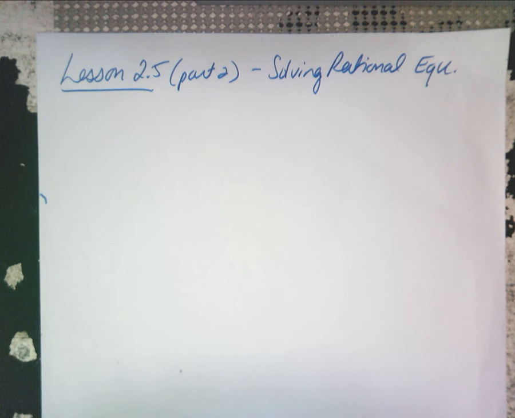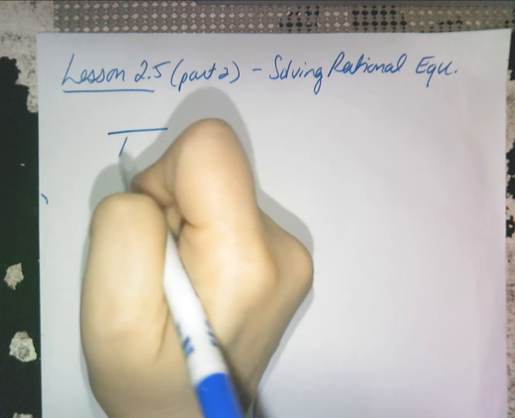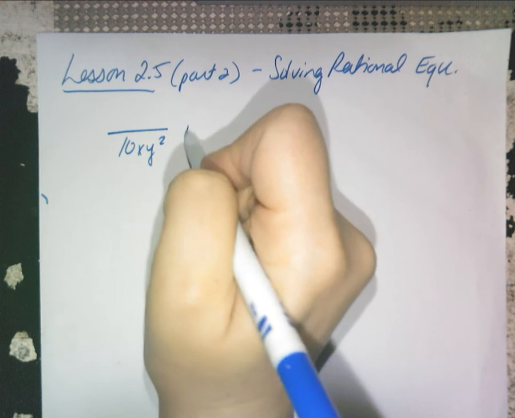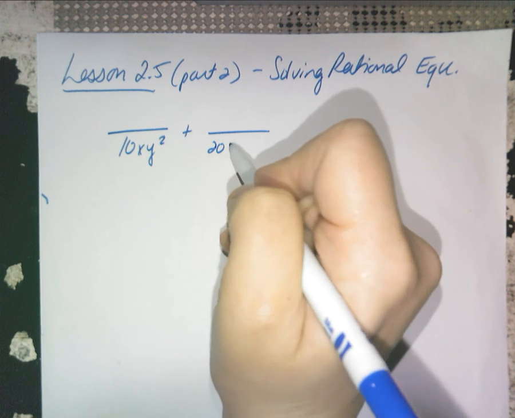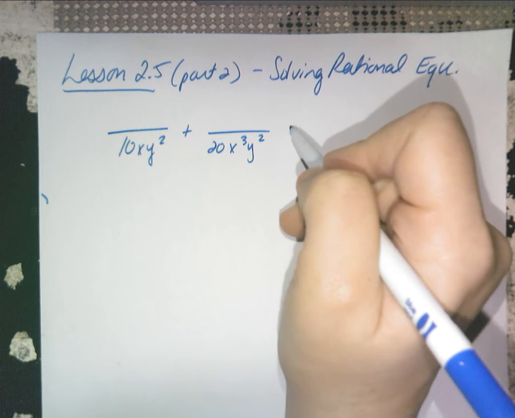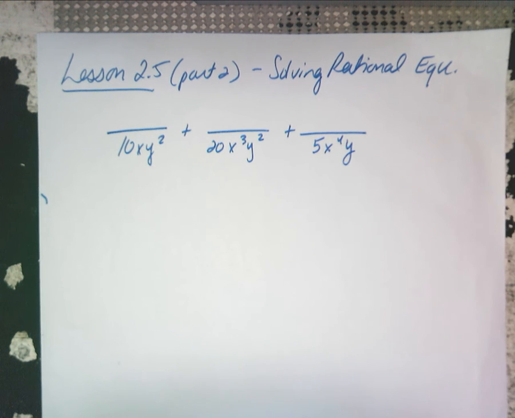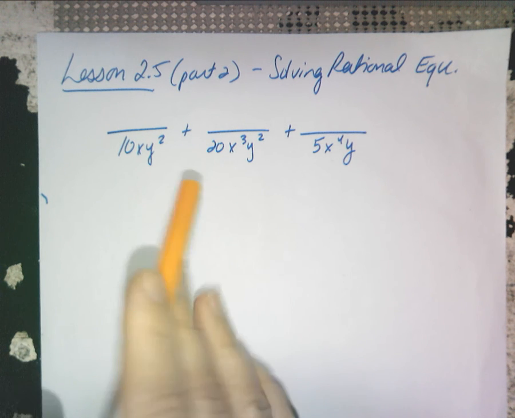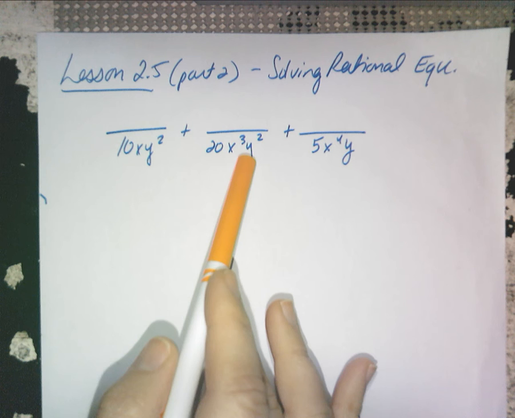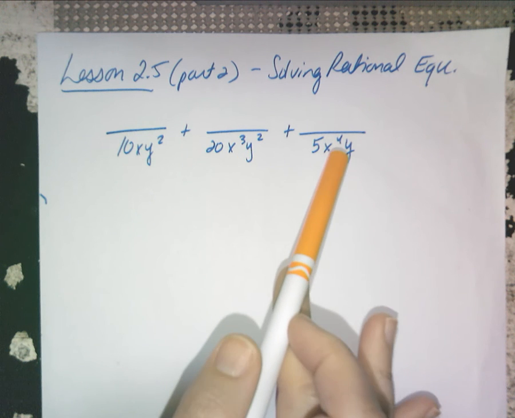We're going to solve rational equations today. I only have 3 examples. That's it. Before we start, though, I want to show you some fractions with denominators here. Don't worry about what's on top. Just suppose there's something on top here. If I said, find the common denominator of 10xy squared, 20x cubed y squared, 5x to the 4th y.